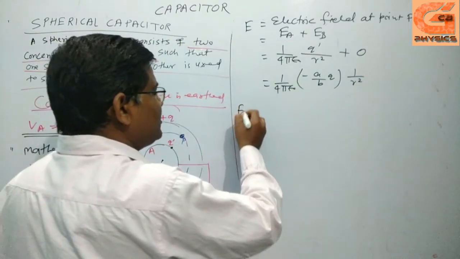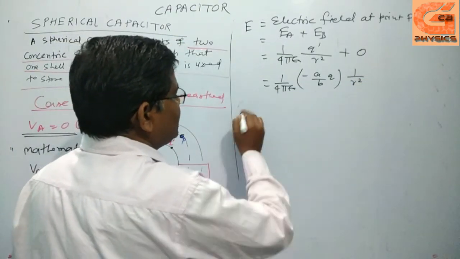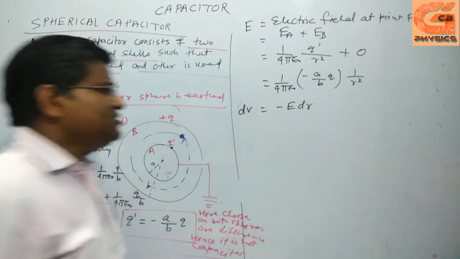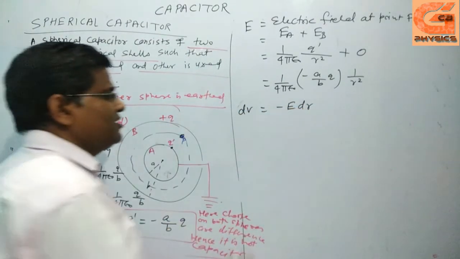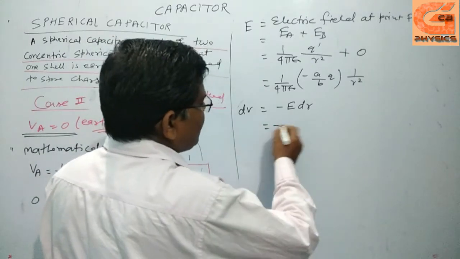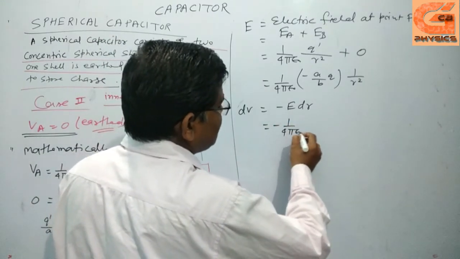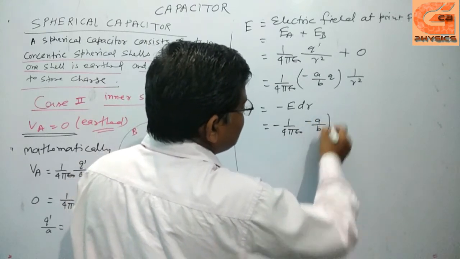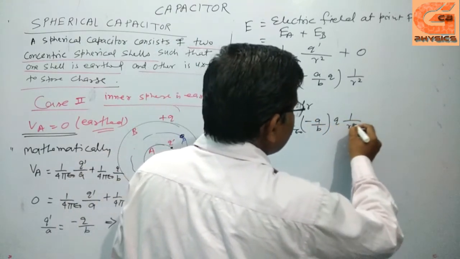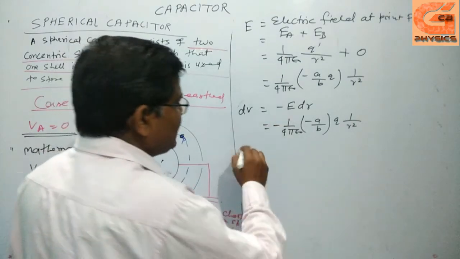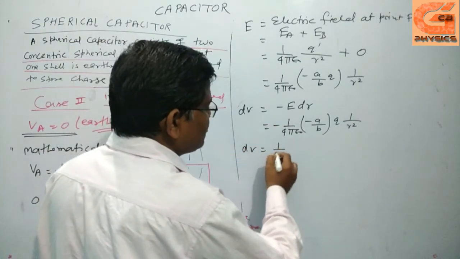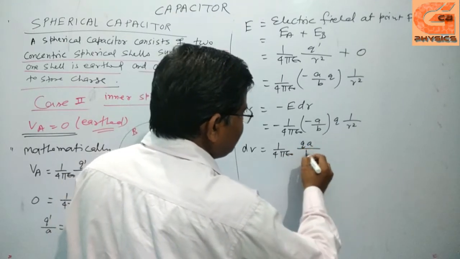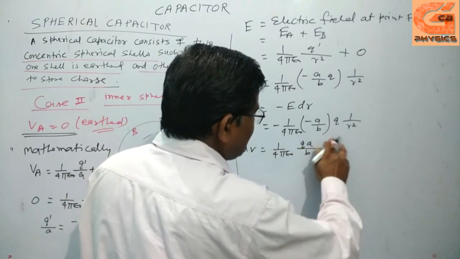And as you know, dV equals minus E dR. Here I am using the minus sign because a minus is already there. So minus 1 by 4 pi epsilon naught, then minus A by B into Q, 1 by R square. Then minus minus is plus, so dV is equal to 1 by 4 pi epsilon naught Q A by B into R square.